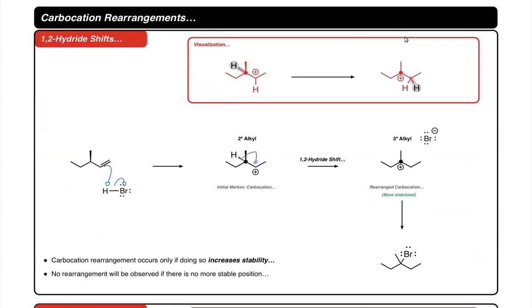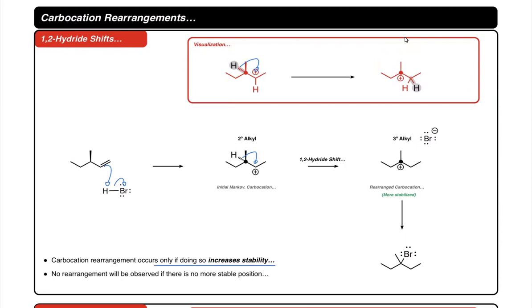In this case, if I were to shift over a hydride, that is to say I shift over the hydrogen with its electron density, that would neutralize the former positive charge on that carbon, but then create a carbocation at the carbon from which I shifted the hydride. Now notice as we do that hydride shift, we form a tertiary alkyl carbocation, which is more stable than the original secondary alkyl carbocation. Rearrangement will only occur if doing so increases stability, which here it does.